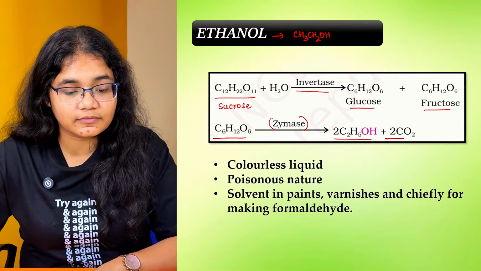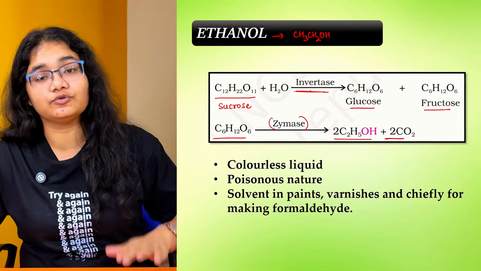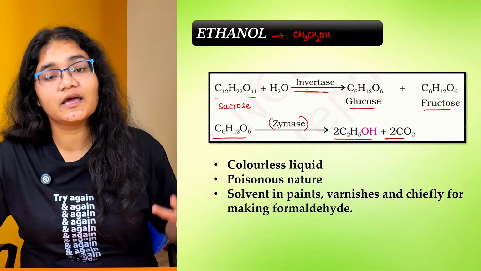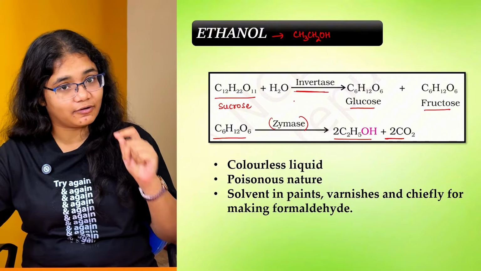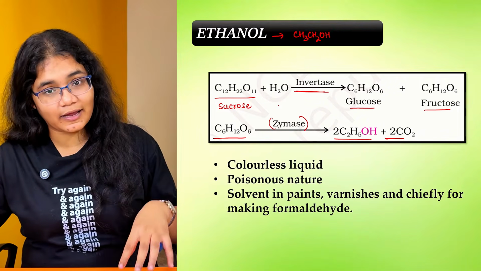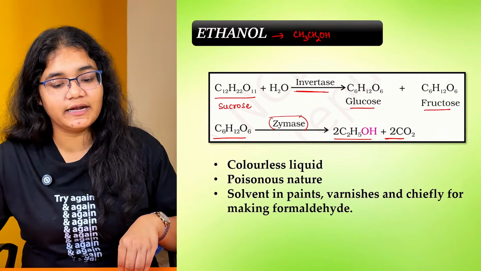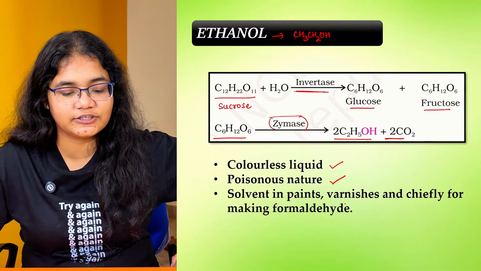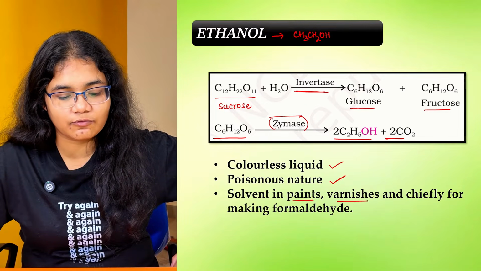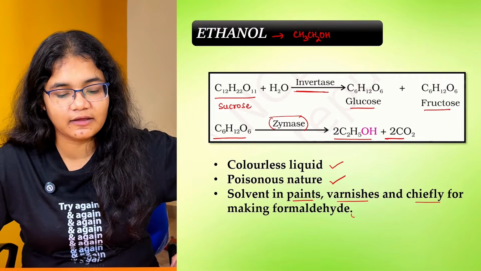Now, the enzymes are what you should remember. You must remember that for getting glucose and fructose from sucrose we need invertase, and then from glucose to alcohol and carbon dioxide we need zymase. Okay, so this is a colorless liquid, poisonous in nature. It is used in paints, varnishes, and chiefly for making formaldehyde.